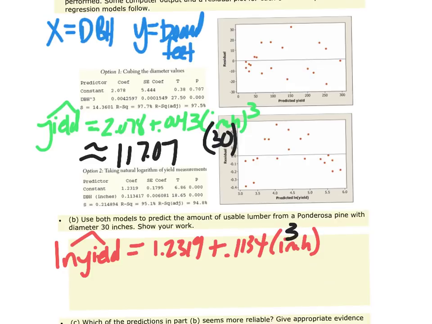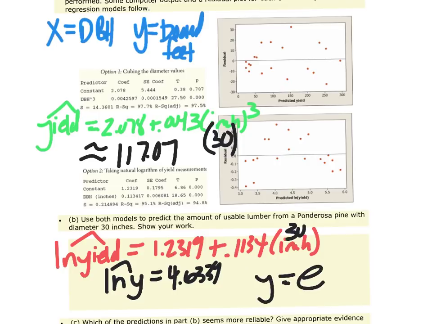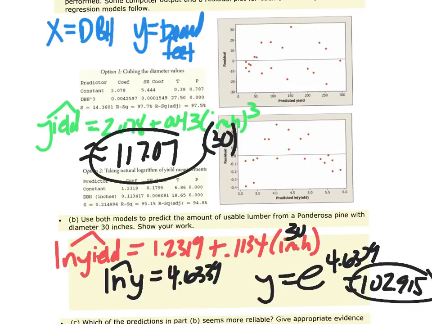On here, if we put 30 in for the inches and simplify, we'll get the natural log of y equal to 4.6339. Now to rewrite that, natural log is just log base e, so it's e to this power equals y. So I can write it as y equals e to the 4.6339 power, and that would give me about 1.2915. So those are our corresponding predictions using each of those two models.